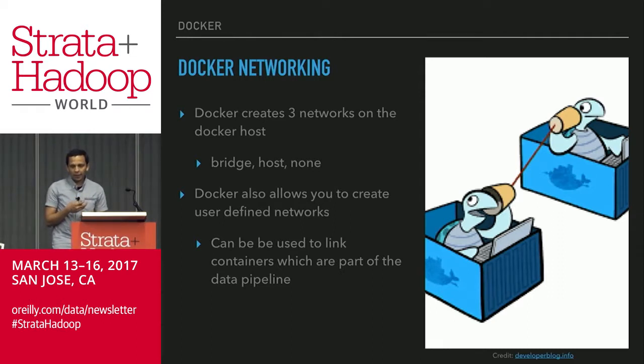How this is useful is that if you have multiple applications in your pipeline, say for example, I have Hive and I have Vertica, and I want to run the Hive container and the Vertica container as part of my pipeline. So then I would be creating a user-defined network and making these containers a part of the same network. That way, the Hive container and the Vertica container will be able to interact with each other.